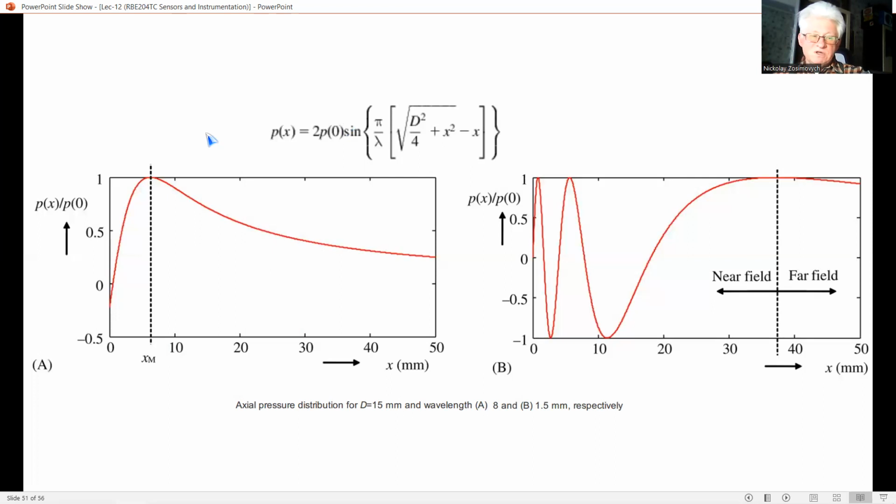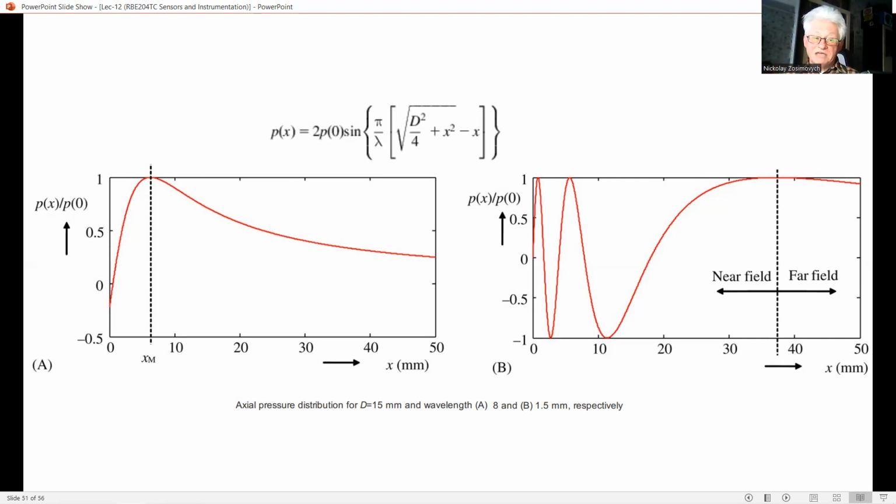And this figure shows a picture of the relative pressure along the acoustic axis for two cases. First case, D equals 15 millimeters, lambda equals 8 millimeters, and in the next case, D equals 15 millimeters and lambda equals 1.5 millimeters. Close to the emitter, the pressure shows strong pressure variations with distance.